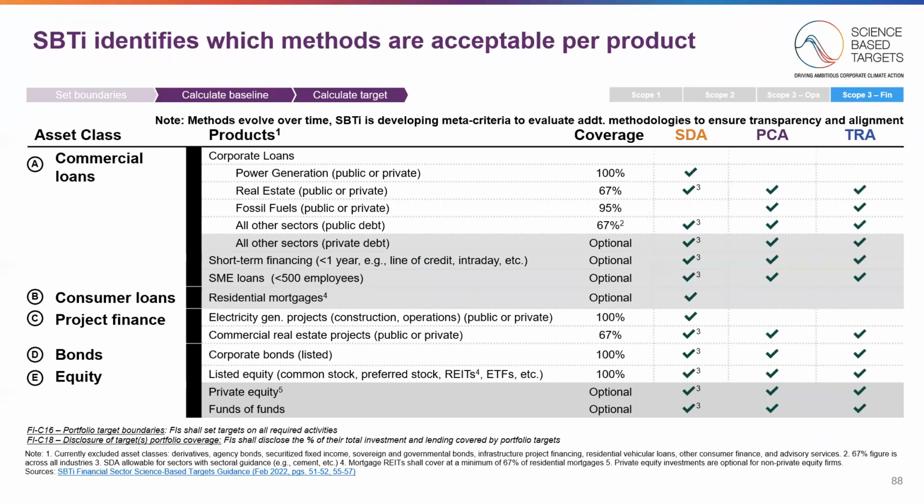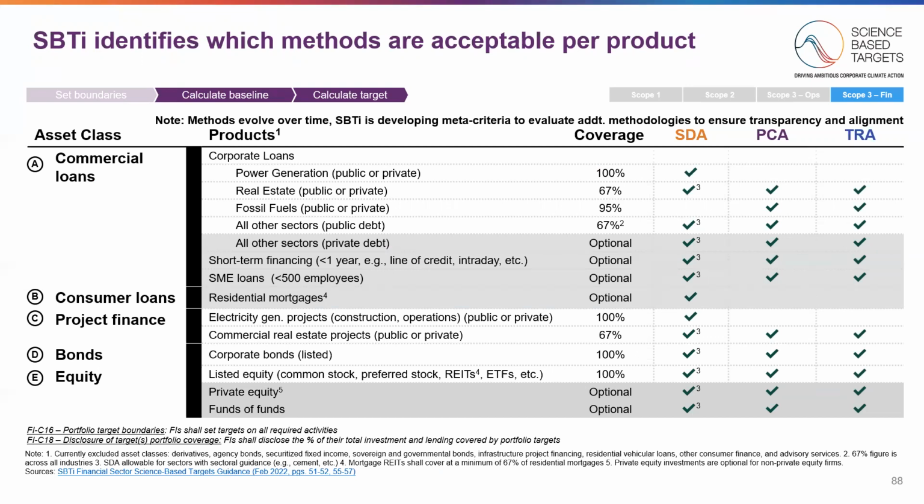On this page, you'll see the same product table that we saw a few slides back. Then, on the right-hand side, there are check marks for the allowable methods by product. As a reminder, from left to right, we have the sectoral decarbonization approach, or SDA, the portfolio coverage approach, or PCA, and the temperature rating approach, or TRA. For power generation, whether it be a commercial loan or project finance down in row C, a financial institution must use the sectoral decarbonization approach.